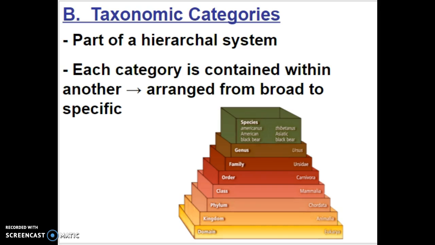Here we can take a look at the different divisions. Up at the top we have the two different species, the American black bear and the Asiatic black bear. They belong to the same domain, kingdom, phylum, class, order, family, and genus. The reason they are two-sided on the species is because the American black bear's scientific name is Ursus americanus, and the Asiatic black bear's name is Ursus tibetanus.